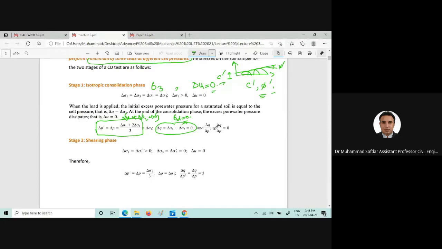So we can also write a ratio which will give us the stress path: delta q divided by delta p, which is the deviator stress divided by the change in mean effective stress, is equal to 0, and that is related to stage 1, which is the consolidation stage.